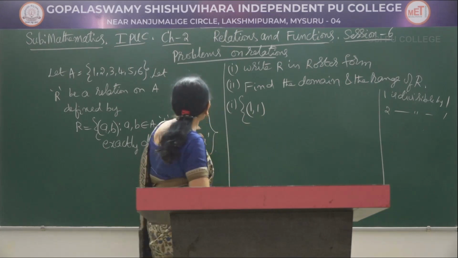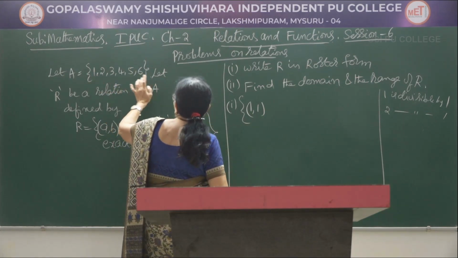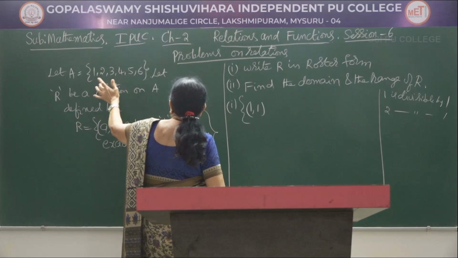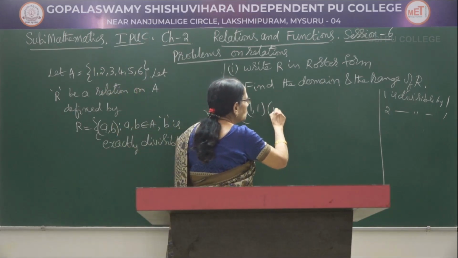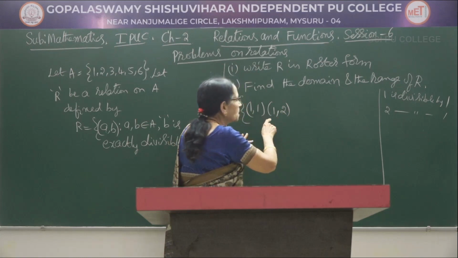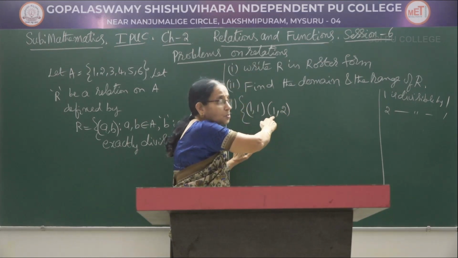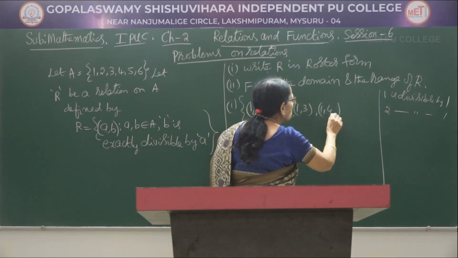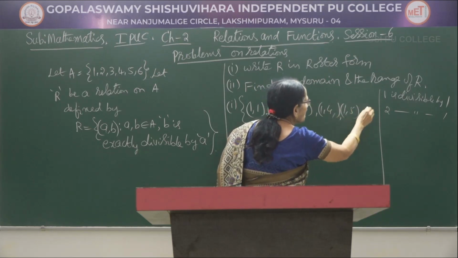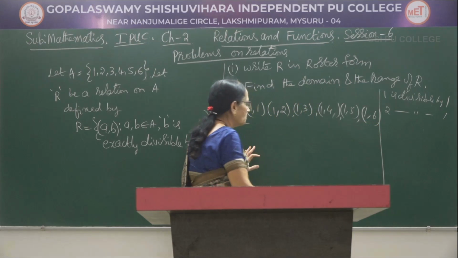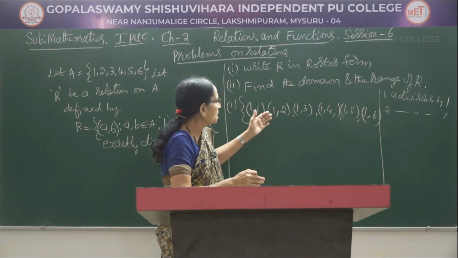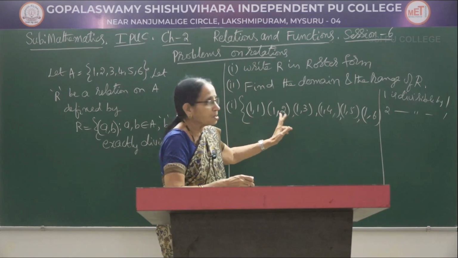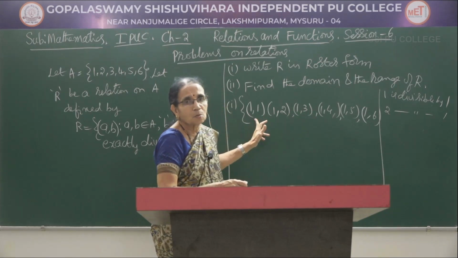1 is divisible by 1. That is, you take 1 and combine it with all the elements. 1 divides 1, 1 divides 2, 1 divides 3, 1 divides 4, 1 divides 5, 1 divides 6. So here (1, 2). See, b is divisible by a means the second number should be divisible by the first number. Therefore, (1, 3), (1, 4), (1, 5) and then (1, 6). So, we have combined all the elements of A with the first element of A. Because 1 divides all the second numbers, 1, 2, 3, 4, 5, 6, all of them are divisible by 1.